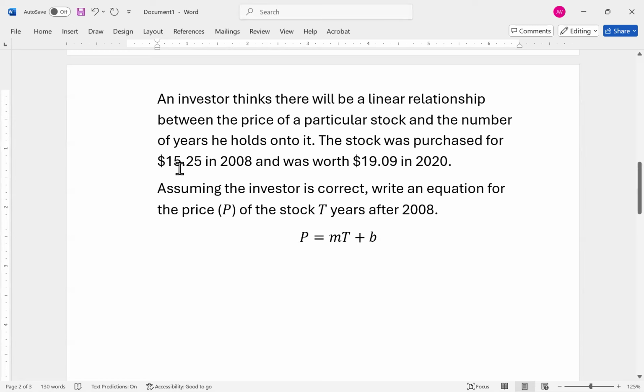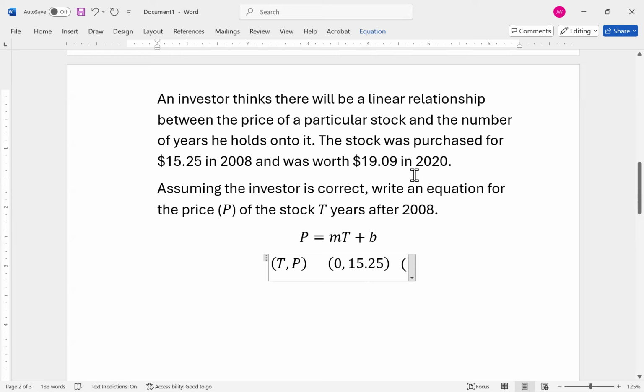Now, in this case, these two prices at that particular time create ordered pairs. Our ordered pairs are going to have the form T comma P. So I'm going to put the time comma P, but I have to be wary of what this T means. Remember, T is the number of years after 2008. So at year 2008, that is a time of 0. And at time of 0, I know the price was $15.25. That creates 1 point that I know the line goes through.